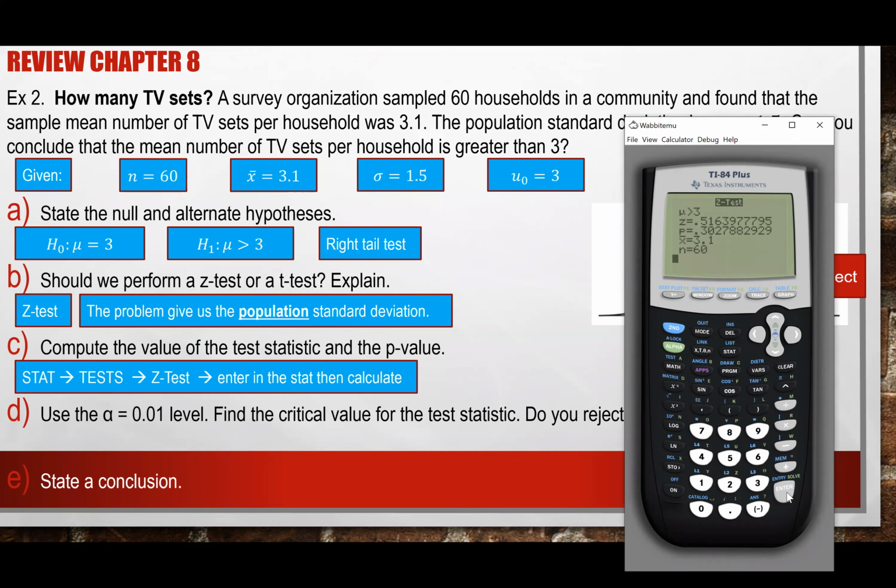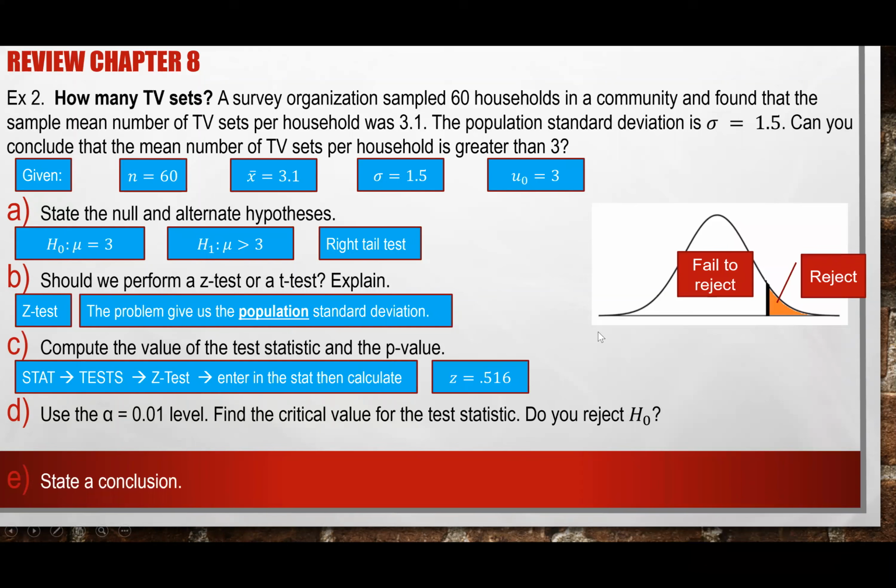Make sure you have this right, because your test statistic won't be wrong, but your p-value will. If you do this, your Z test statistic is 0.516, and your p-value is 0.3027 or 28, right? So these are the two items they asked for: the Z test statistic, Z equal to 0.516, and the p-value is 0.3028. So I'm done with part C.